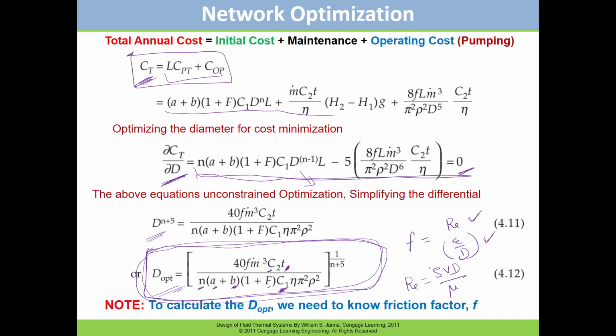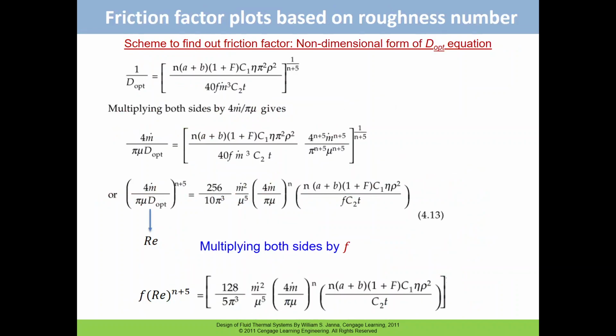So this is basically a cyclic process. You want to find out the diameter. Diameter depends upon the friction factor, and friction factor depends upon the diameter. So it can be solved iteratively. There are two procedures to solve it: one is the iterative and one is the direct method. So we will see these two schemes to find out the friction factor. So here is the scheme to find out the friction factor.